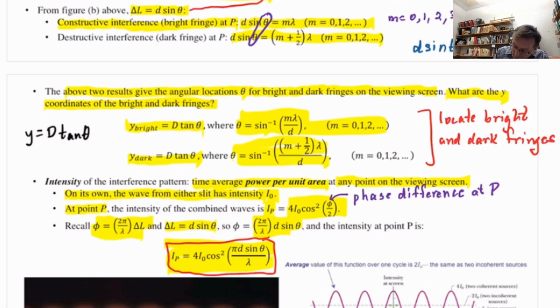Note, to use this result correctly, your calculator must be in radian mode. Okay? When you do that cosine squared, the calculator must be in radian mode.